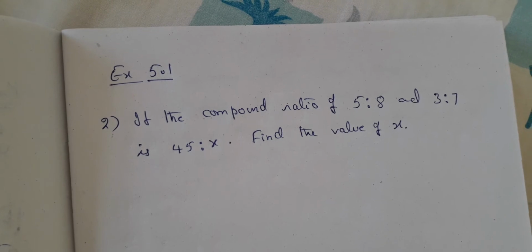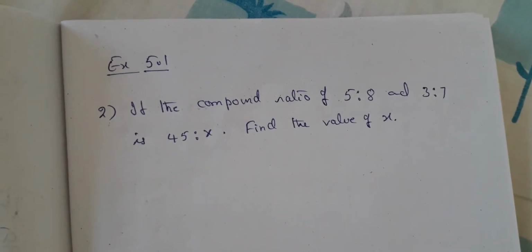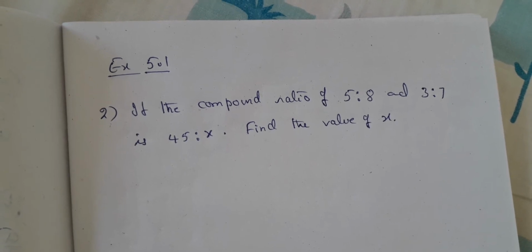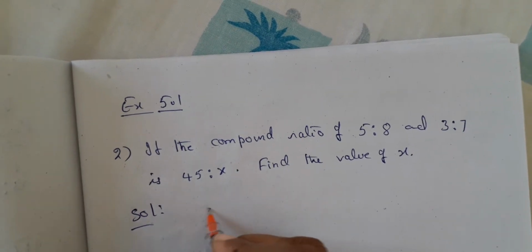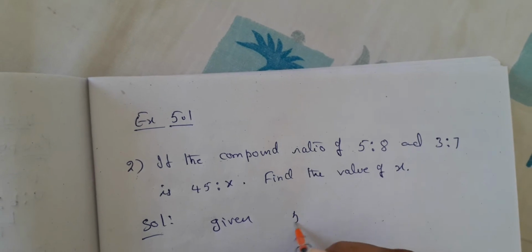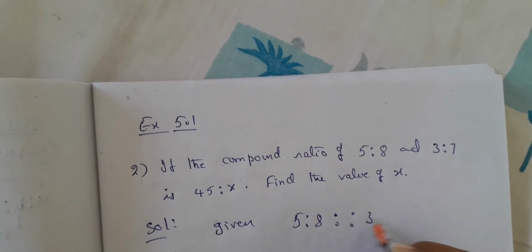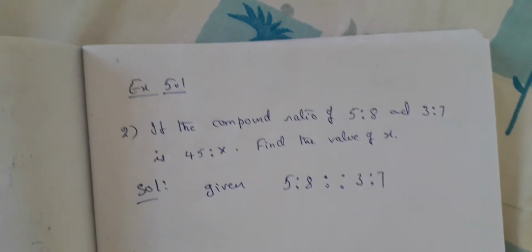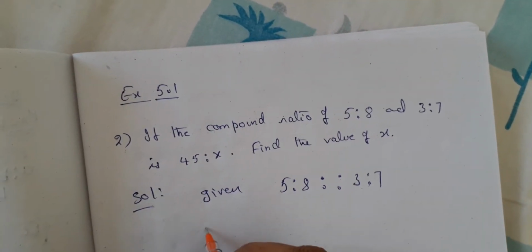If the compound ratio of 5:8 and 3:7 is 45:x, find the value of x. So how to solve it? What is given? Given that these two are compounded: 5:8 is as 3:7. Right, this is given. Now what is the compound ratio from this?